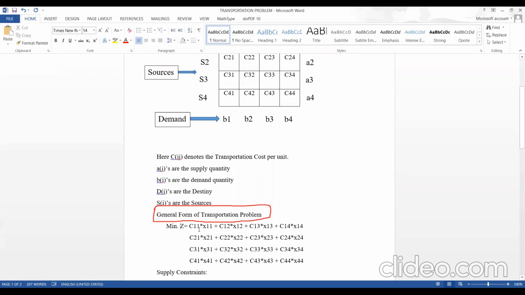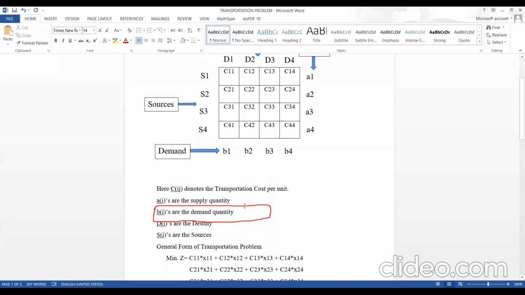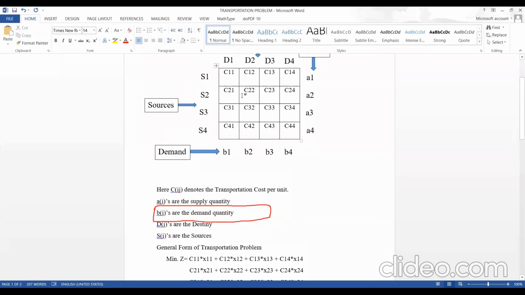What have I written? If you see this table, these are C11, C12, C13, C14. These are nothing but the transportation cost per unit from the source S1 to the different destinations D1, D2, D3 and D4. So let us say X11.